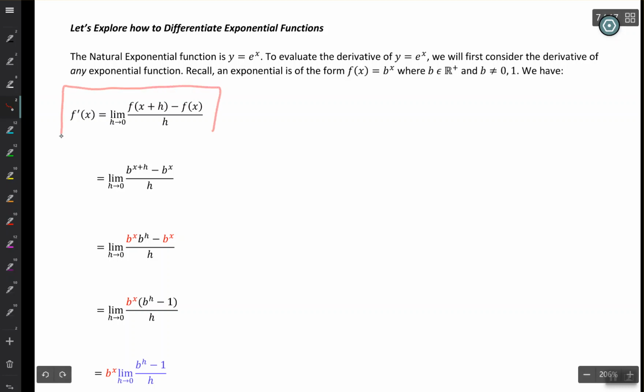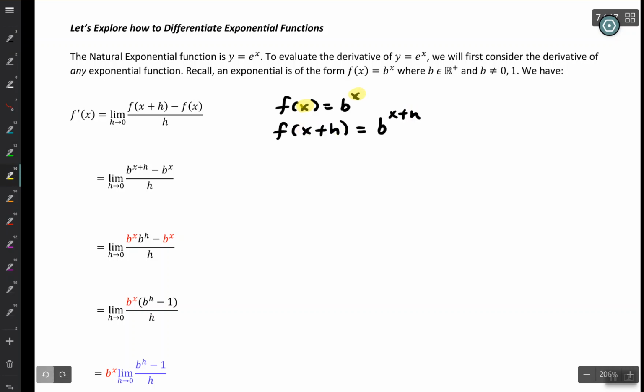So here is our limit definition of the derivative. It is rise over run as run goes to 0. For this particular function, f of x is b to the x. So f of x plus h, f of x plus a little bit, is just b to the x plus h, inputting an x plus h. All right, and that's all we have right here. There's your f of x, and here's your f of x plus h.